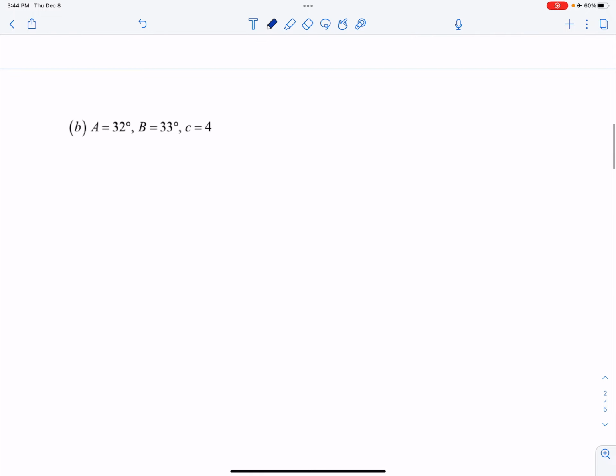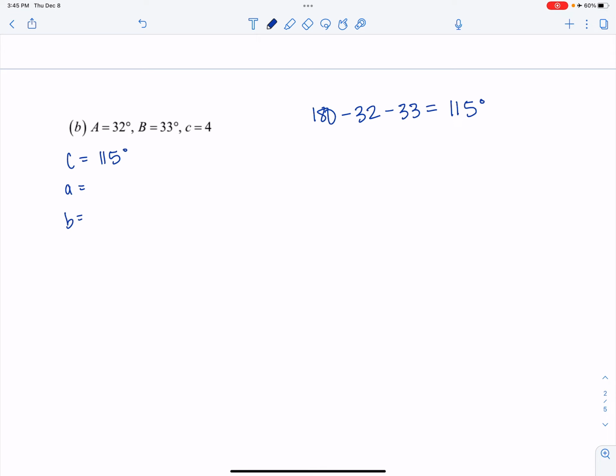All right, let's solve another triangle. We are given angle, angle, side. So let's do it again. We know that it has to equal 180. So if I take off 32 degrees and 33 degrees, I'll be left with 115 degrees. So C is 115 degrees. We're missing side A and side B.